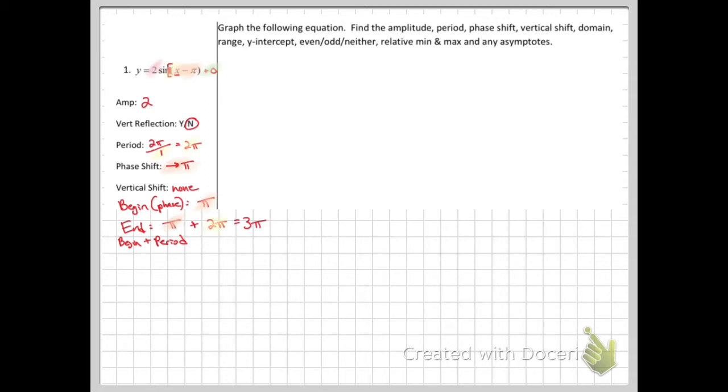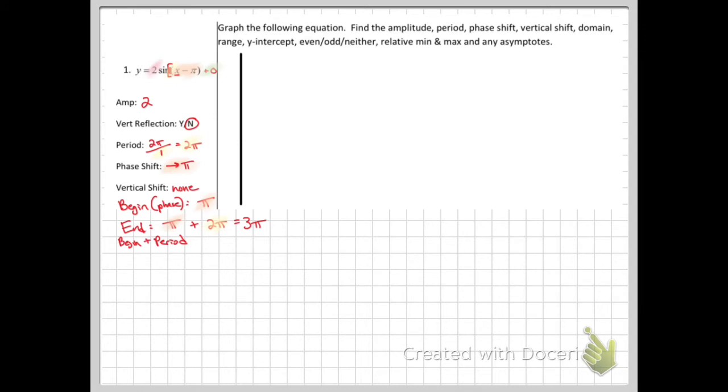gives you the end. You're going to need to start setting up your own axes for these things. So let's look at my numbers. I know it's going to start at pi and go to 3 pi, so it's going to be pretty far to the right. And I know it has no vertical shift. It's not going to go up or down. So it's going to all be on the right-hand side, so I can draw my y-axis pretty close to the border. And then center my x-axis.